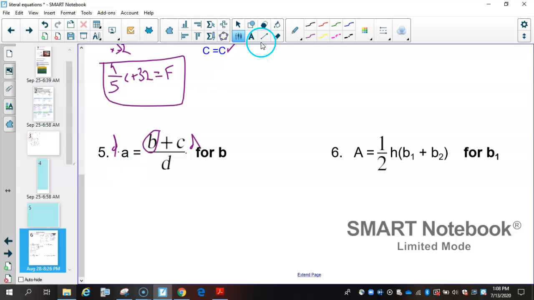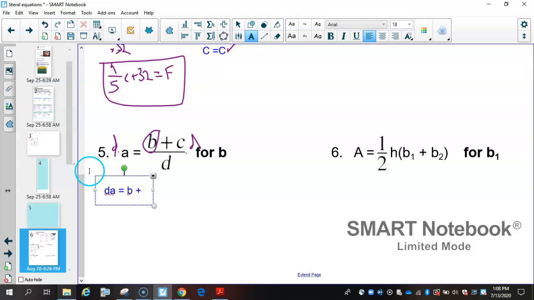and say that after you multiply both sides by D, you would end up with DA or AD, it does not matter the order there, equals B plus C. From there, you should be able to solve for B, and you should also be able to double check at this point. Again, if you need help, the answers are posted and you can come back and look at those, or we may talk about that in one of the lessons.